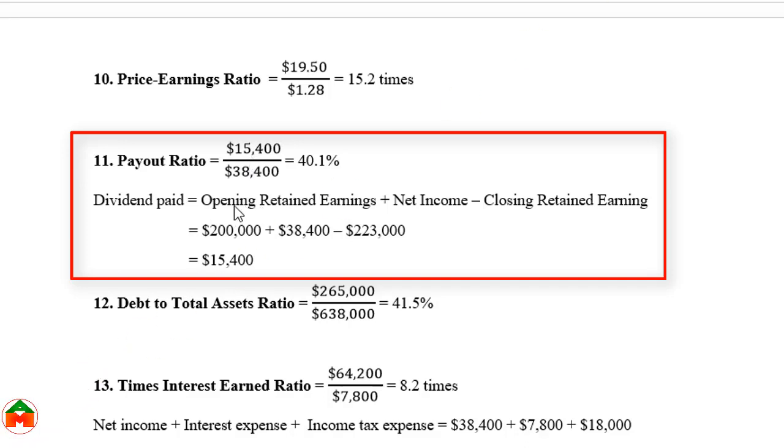We need to add the net income to the opening retained earnings, then deduct the closing retained earnings. The opening retained earnings is 2 lakh and the net income is 38,400. By deducting the closing retained earnings 2,22,000, we will get the cash dividend paid, 15,400, and 38,400 is the net income. What is the ratio? 40.1%. This is the dividend payout ratio.